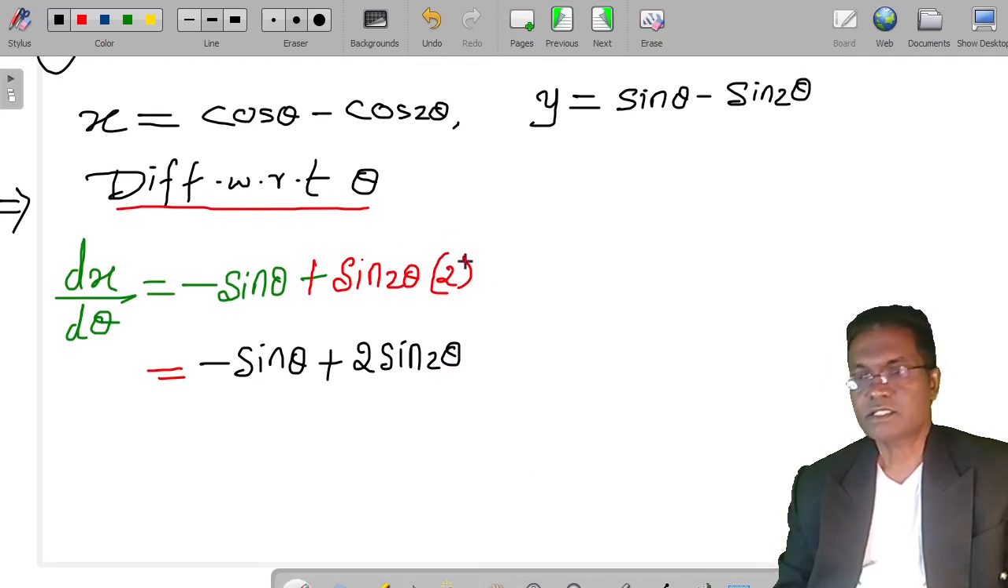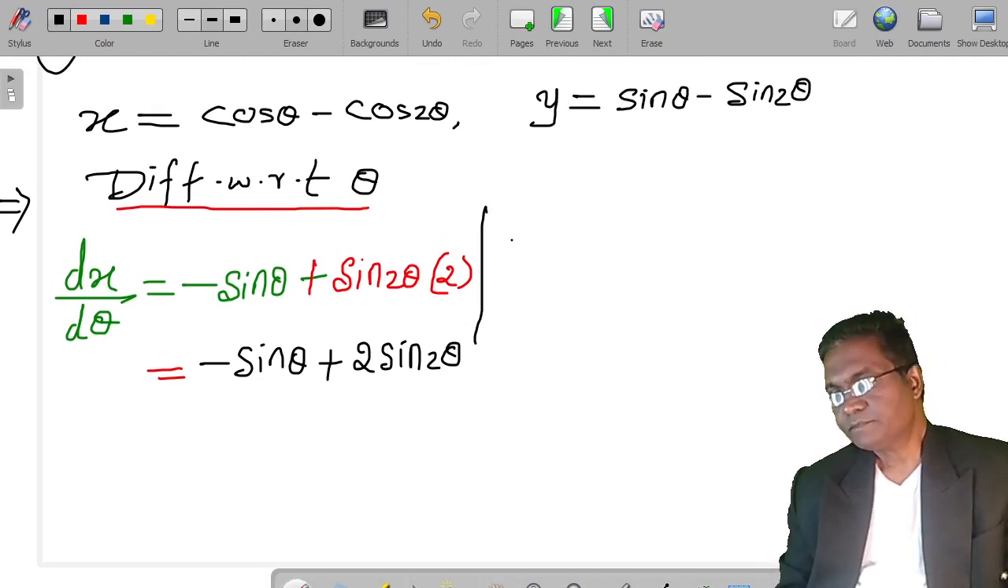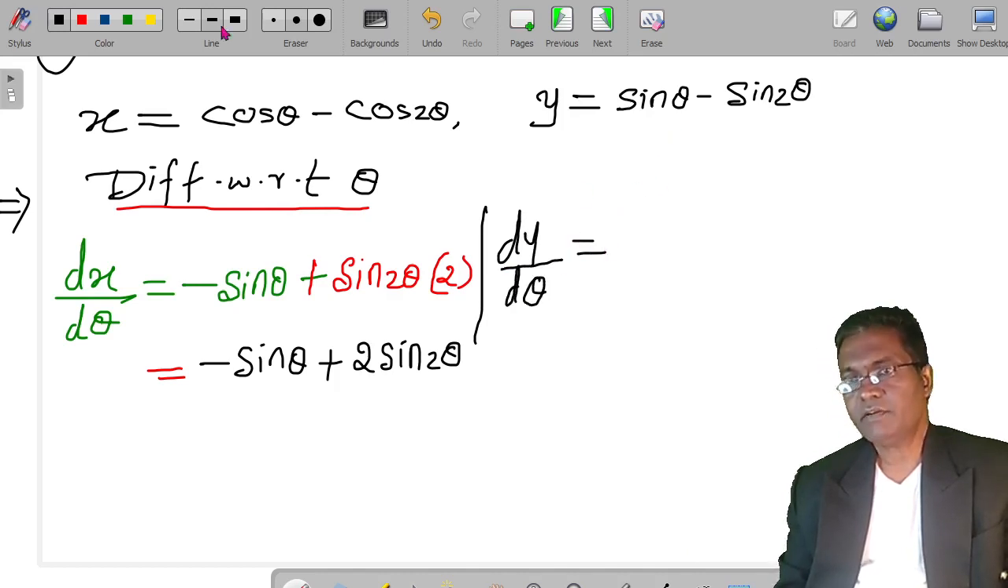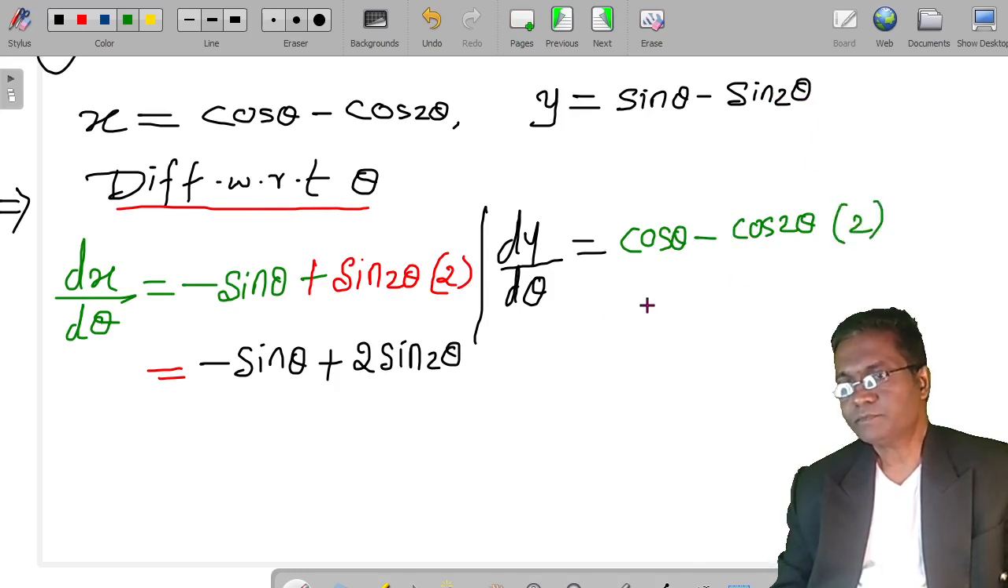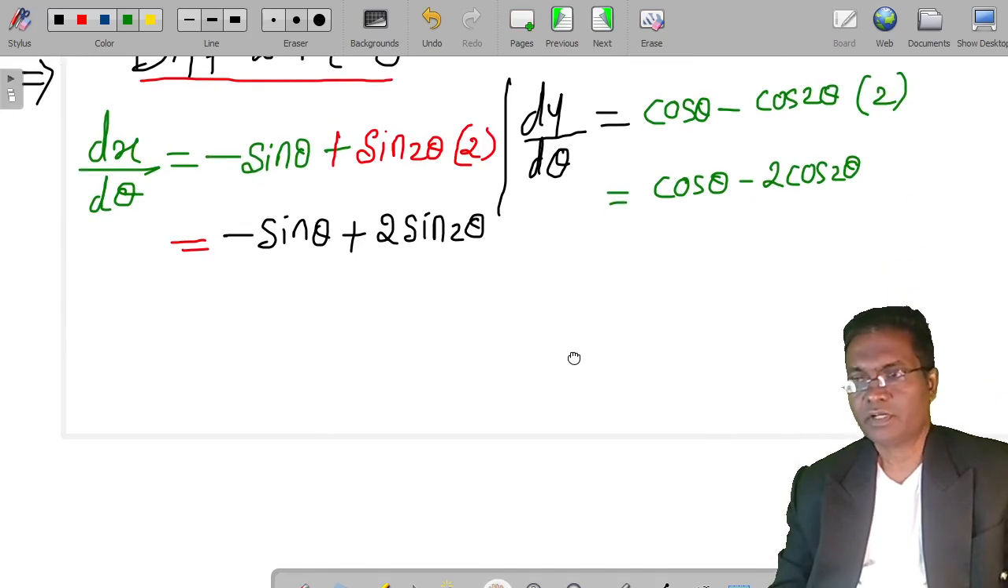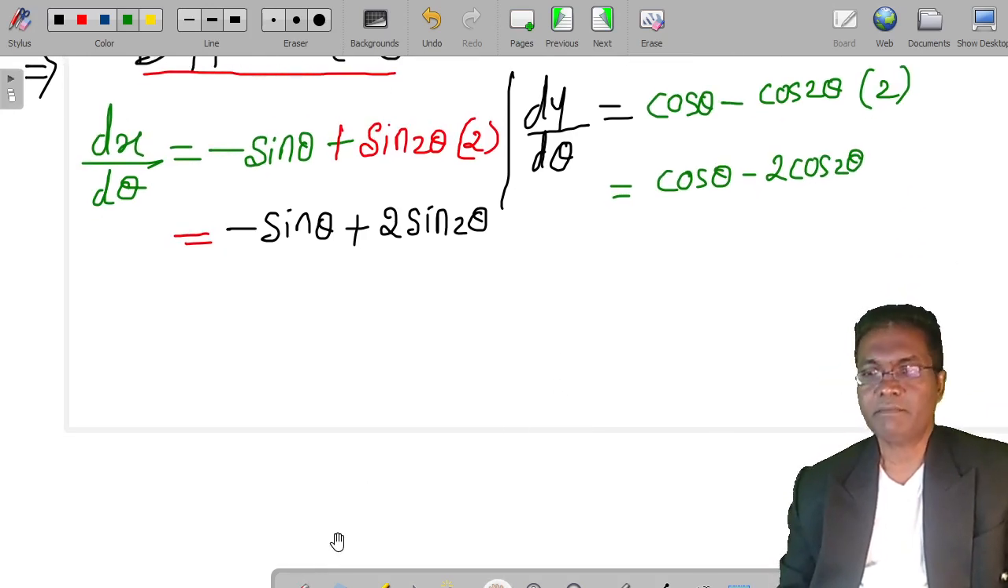Okay. In the same way, dy by d theta is equal to the derivative of sin theta, which is cos theta, minus the derivative of sin 2 theta, which is cos 2 theta into the derivative of 2 theta, which is 2. So you can write it as cos theta minus 2 cos 2 theta. This is how you can find dy by d theta and dx by d theta.